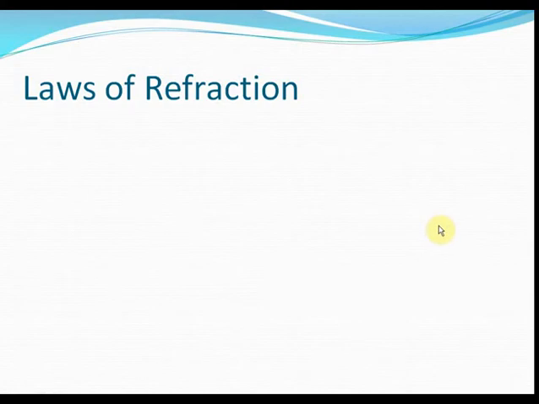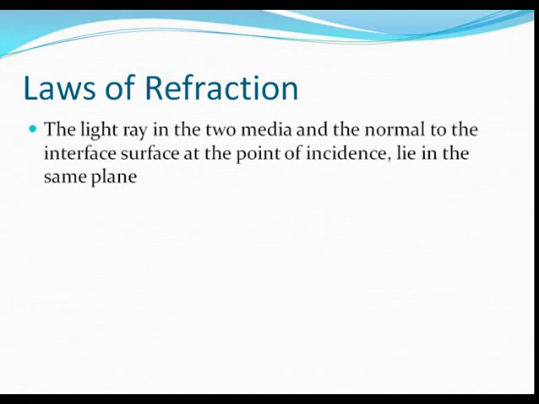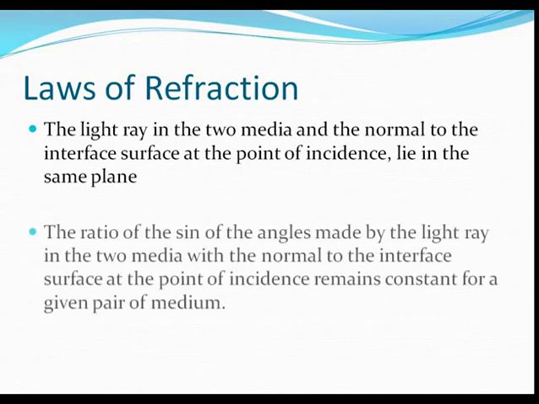As you already know, refraction is the bending, or the change in the path of the light ray when it encounters a different medium. Here's the first law of refraction. The light ray in the two media and the normal to the interface surface at the point of incidence lie in the same plane. The ratio of the sine of the angles made by the light ray in the two media with the normal to the interface surface at the point of incidence remains constant for a given pair of media. Now, all these heavy words seem to be pretty confusing. Like, what exactly are the laws of refraction? Let's understand using some pictures and animations.